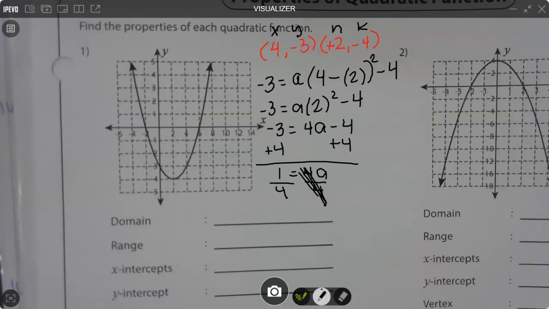So your equation for this graph would be y equals 1/4 (x minus 2) squared minus 4. That's sort of everything in a nutshell.